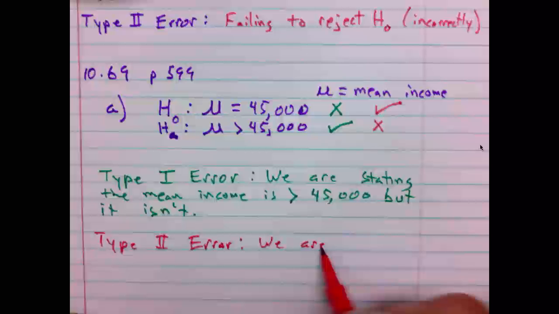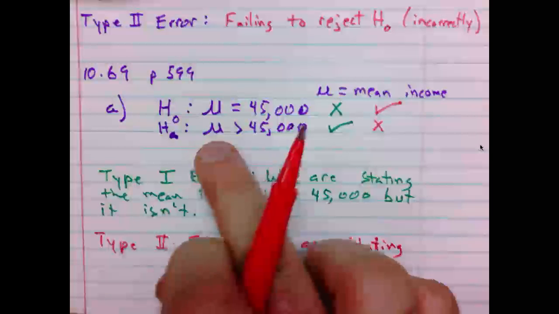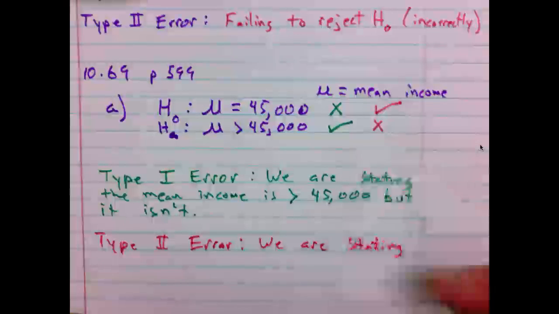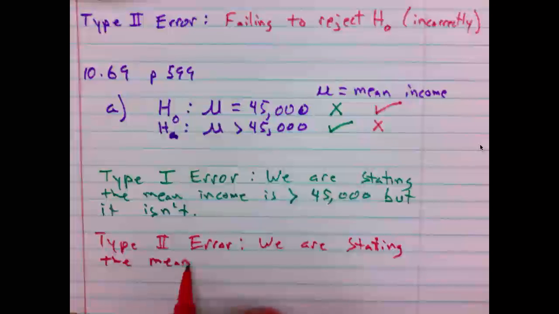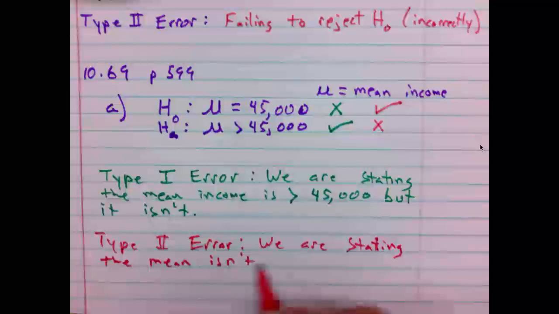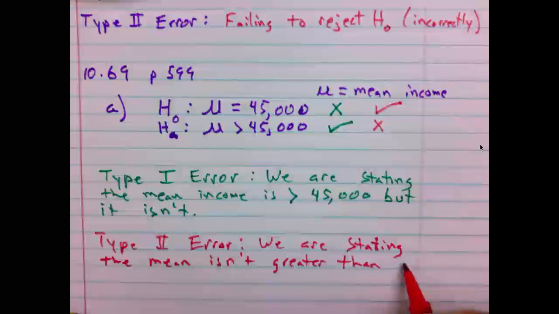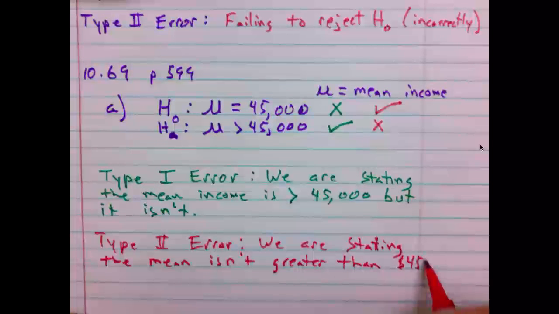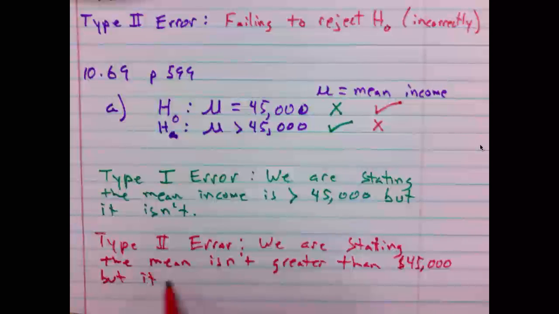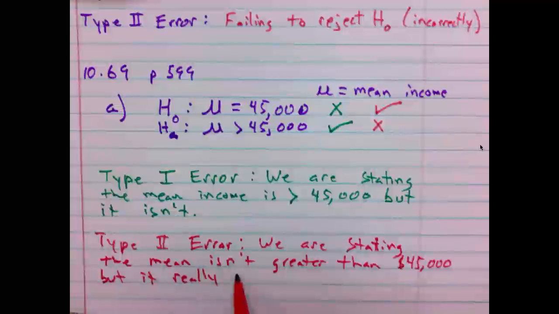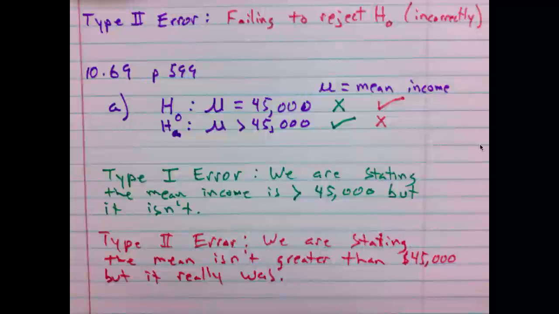So, in this case, we are saying that the mean is not greater than 45,000, but it really was. We are stating the mean isn't greater than 45,000, but it really was. Okay. That is part A. Those are our two errors.